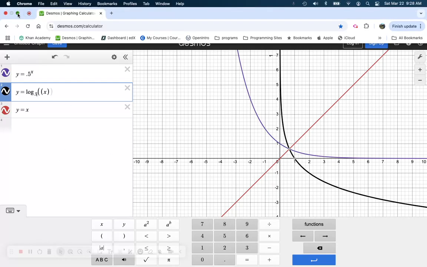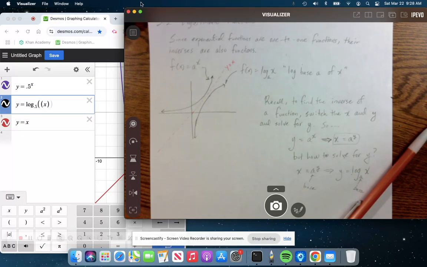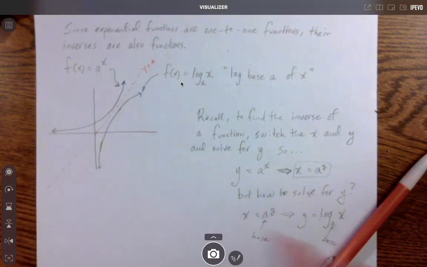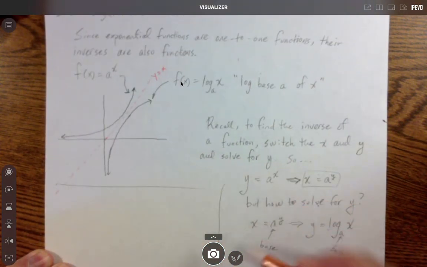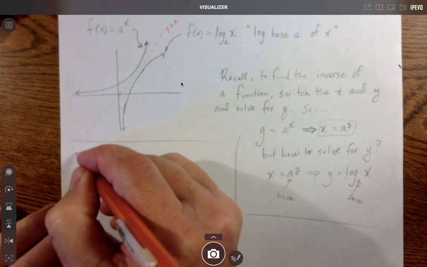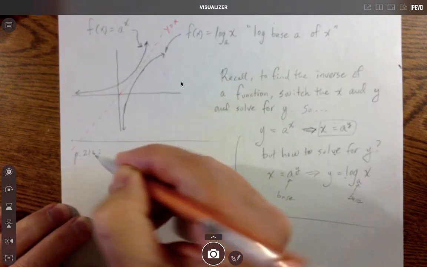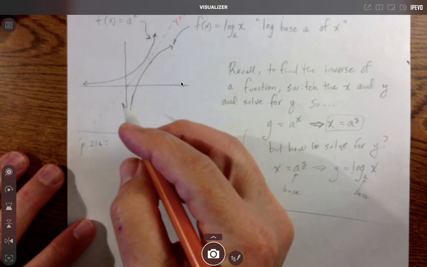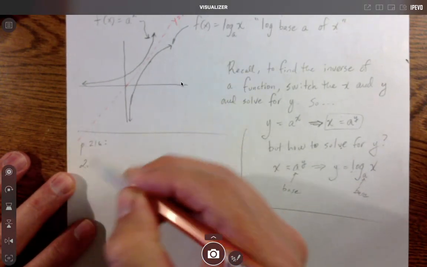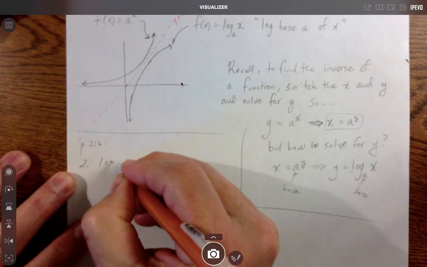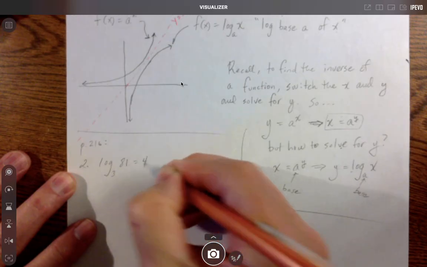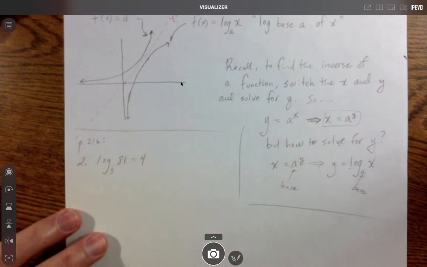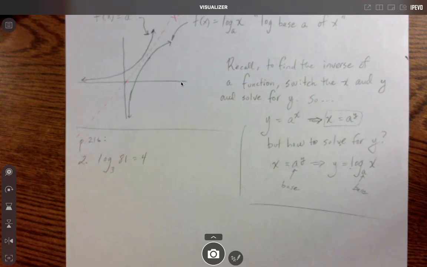Now I'm going to just do some problems from the book, starting on page 216. We'll look at problem 2, and we have log base 3 of 81 is 4. And the directions say write the logarithmic equation in exponential form.